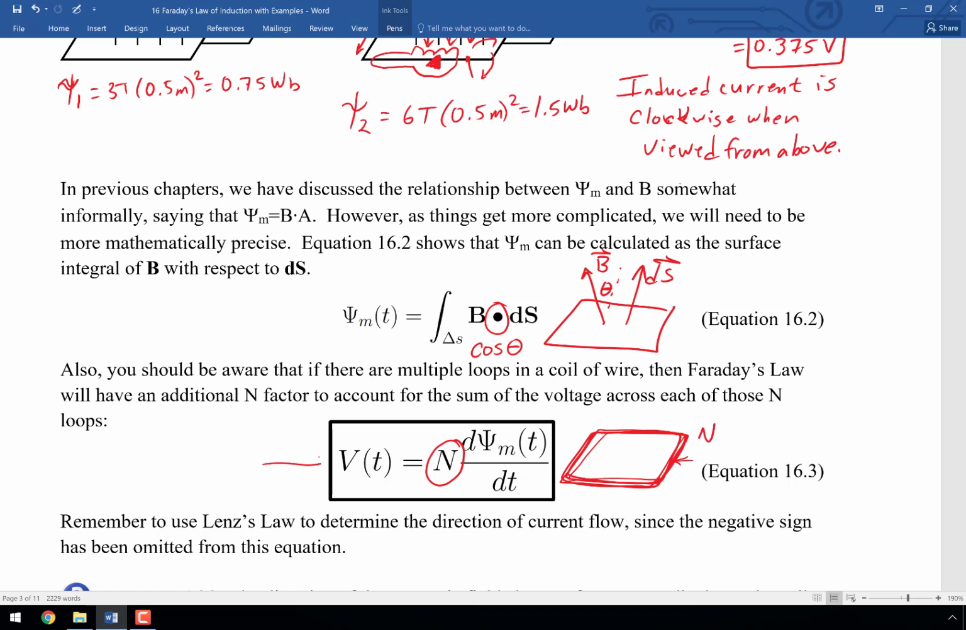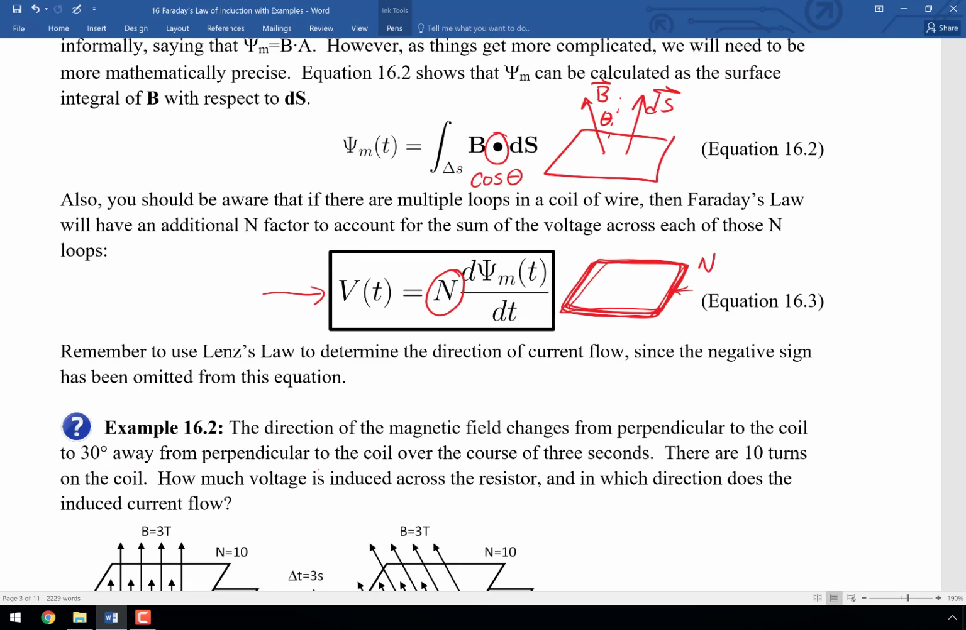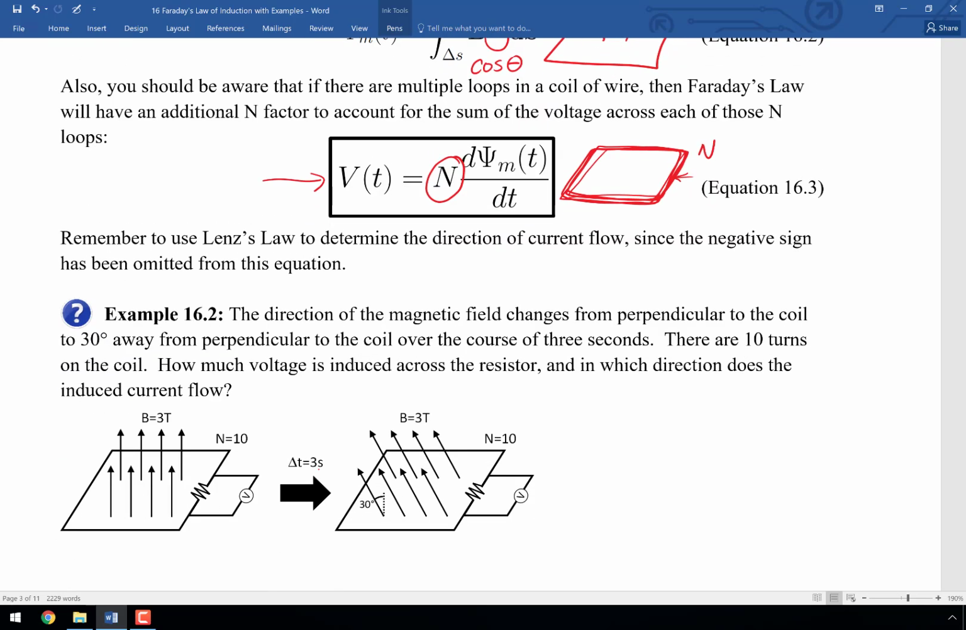So this is actually my preferred version of Faraday's law. I drop the negative sign and I put in an n. If there aren't multiple loops, then we would just say n equals 1. And of course you have to use Lenz's law to determine the direction of the current flow.